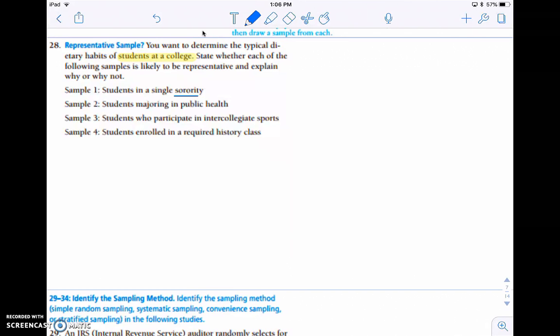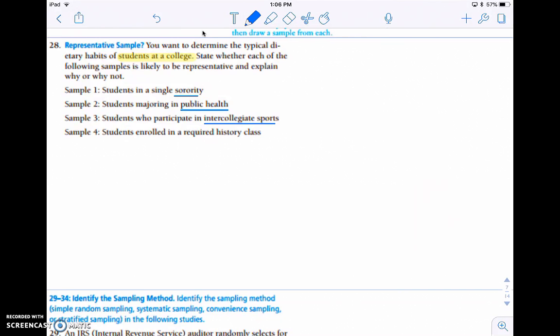Sample number two, students majoring in public health. Again, just like the first one, not everyone majors in public health. And so if we only look at people in public health, then we're only looking at a small group of students at the college. Okay, sample three, students who participate in intercollegiate sports. Same argument as before. We're only looking at a small portion, because not everyone participates there.